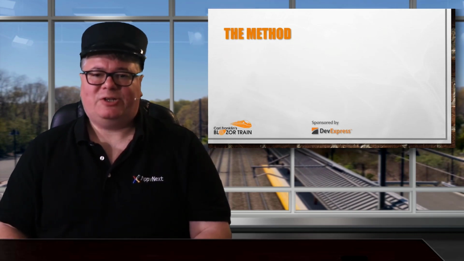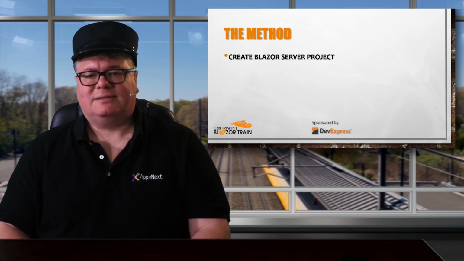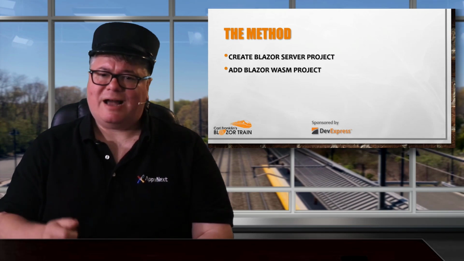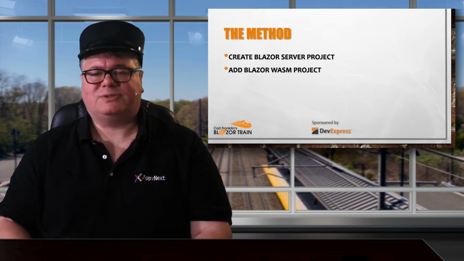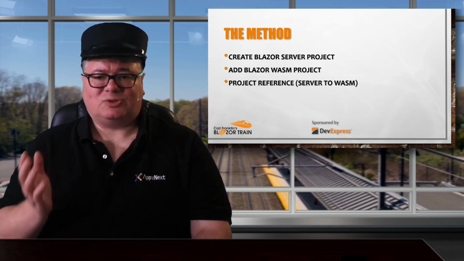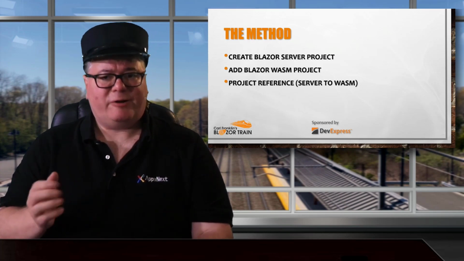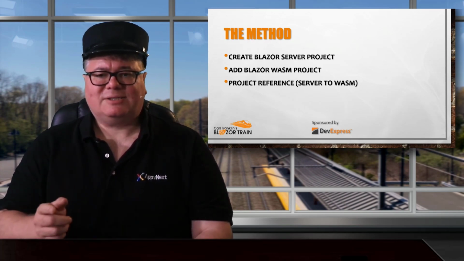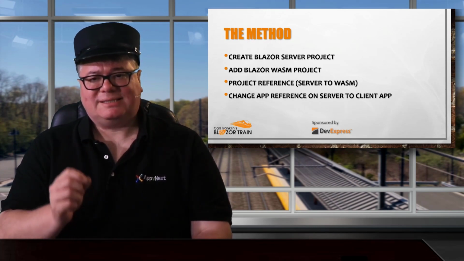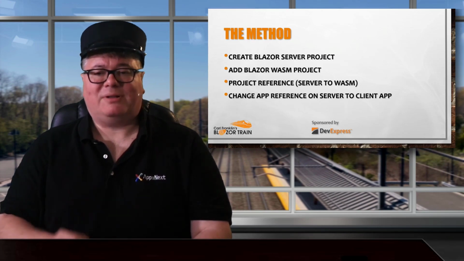Here's a summary of what you need to do. First, create a new Blazor Server project. Next, add a new WebAssembly project to the solution, selecting the option for being ASP.NET Core hosted. Then add a project reference from the Blazor Server app to the Blazor WASM app, and also to the shared project. Next, you change the reference to the app class in _Host.cshtml in your server app to point to the client app's app class.